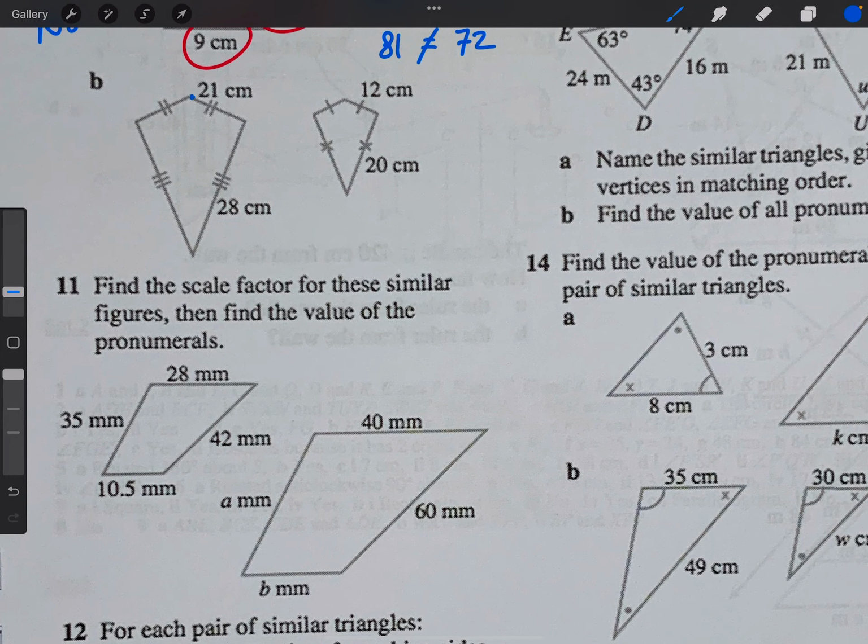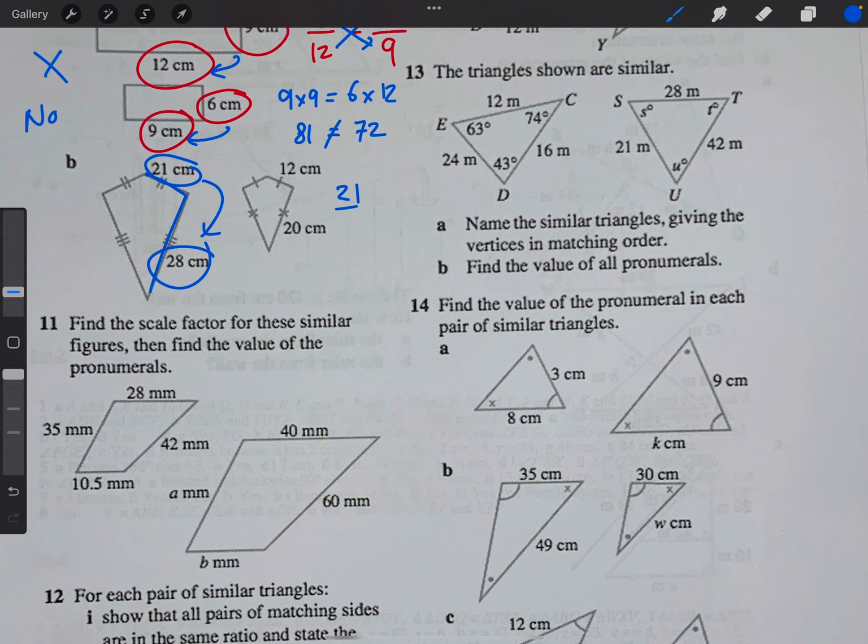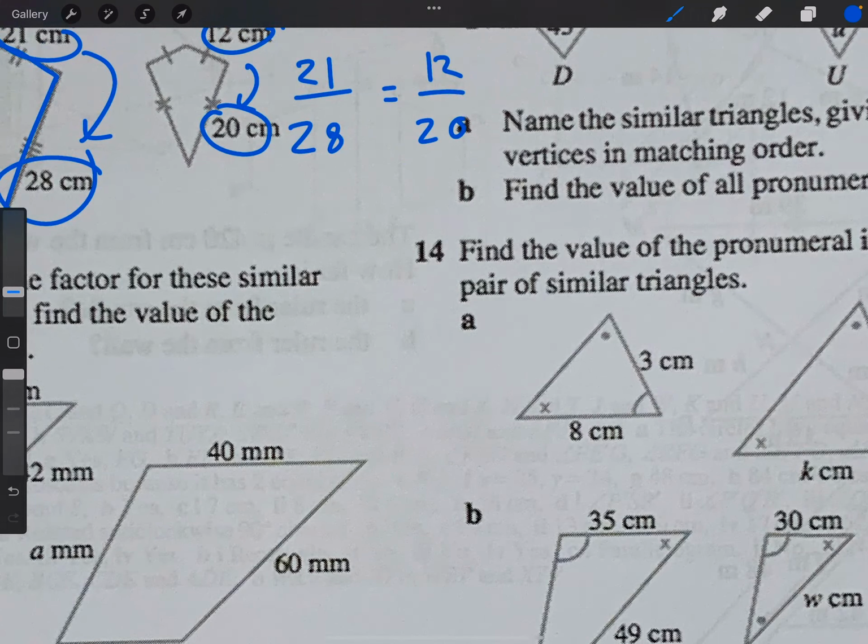Let's compare. I can say 21 over 28. So 21 divided by 28. Oh, actually, I'll draw some arrows so you know what I'm doing. 21 divided by 28 should equal 12 divided by 20. Now, let's see if they're the same. Let's simplify this and simplify this.